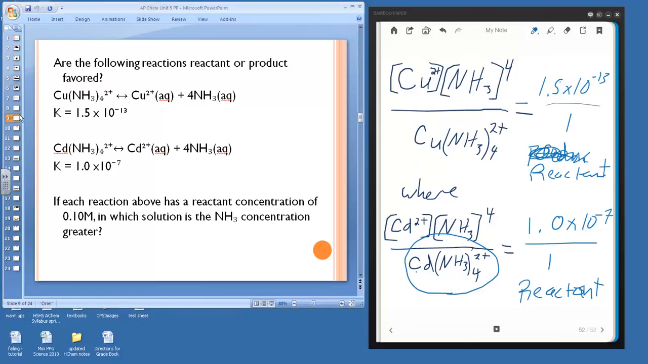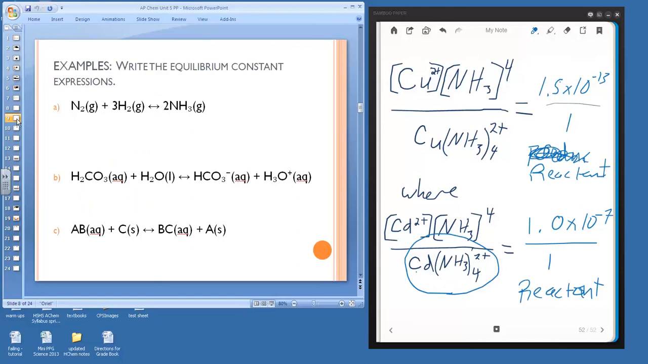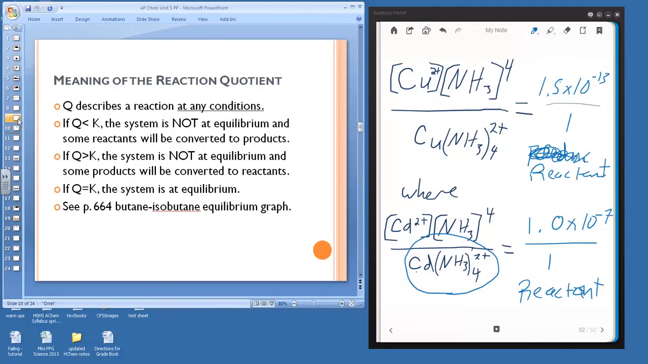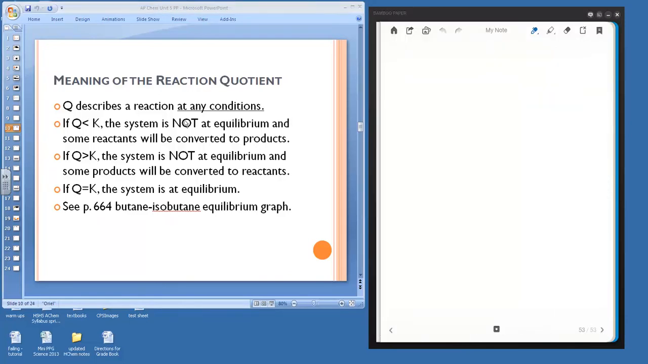So moving along, looking at what else we didn't cover. I think this is where we are. Yep. So you can see, we said that we can solve for Q, and somebody had asked about this in class, are we ever going to have to find Q? And the answer is yes. We can solve for Q at any conditions. A Q expression and a K expression look exactly the same. One's just at equilibrium, K, and one's not, Q.